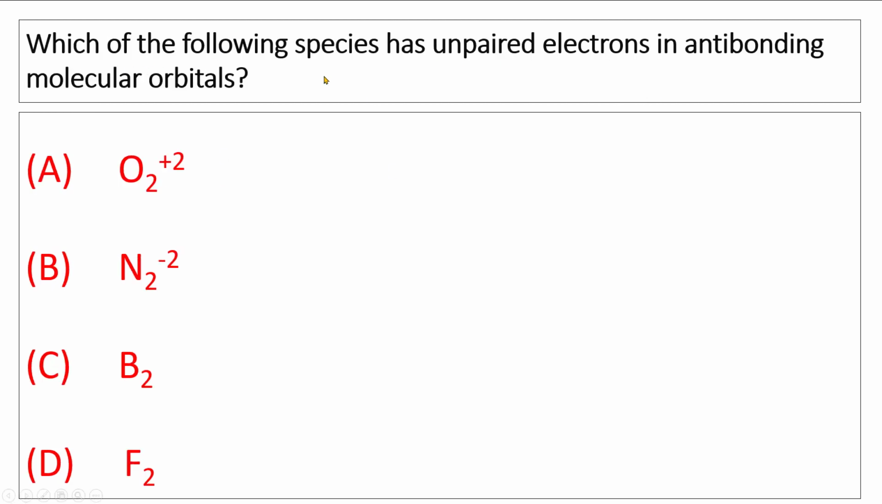Which of the following species has unpaired electrons in antibonding molecular orbitals? Oxygen, nitrogen, boron, fluorine. Correct option is B. Nitrogen.